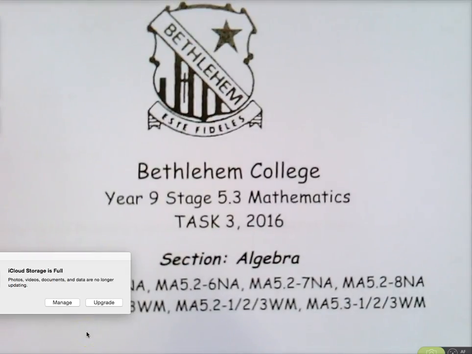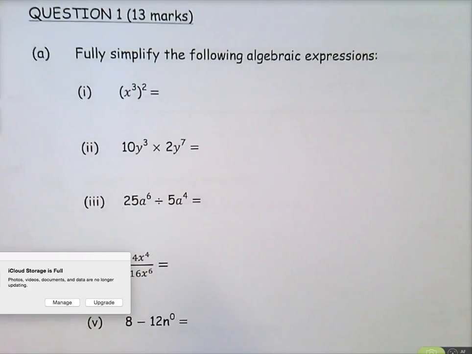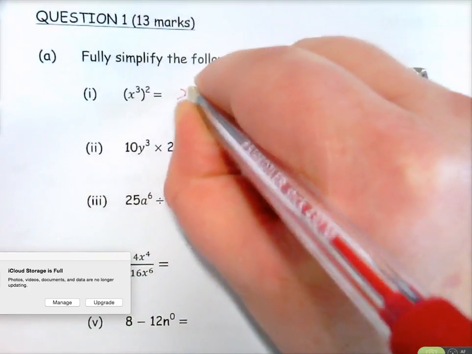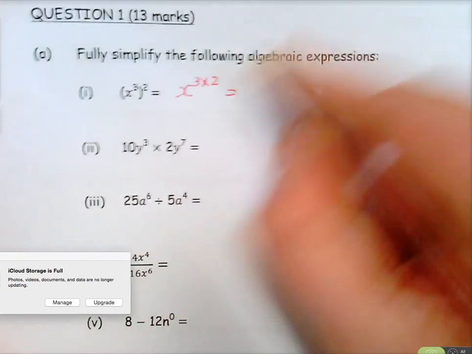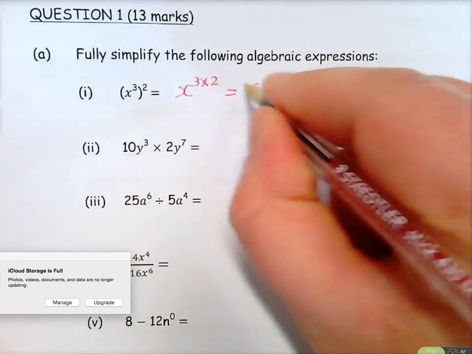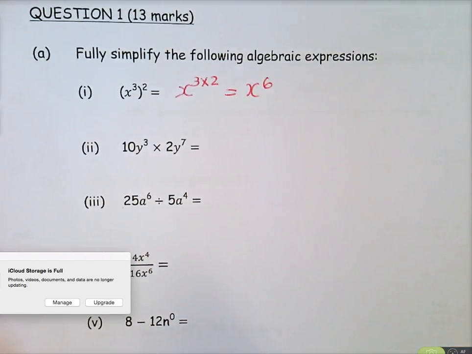Okay, these are the worked solutions to task 3 for algebra stage 5.3. Question 1, simplify the following algebraic expressions. With this one, when you've got a power to a power, you multiply the powers. So it's x to the power of 3 times 2, which is x to the power of 6.